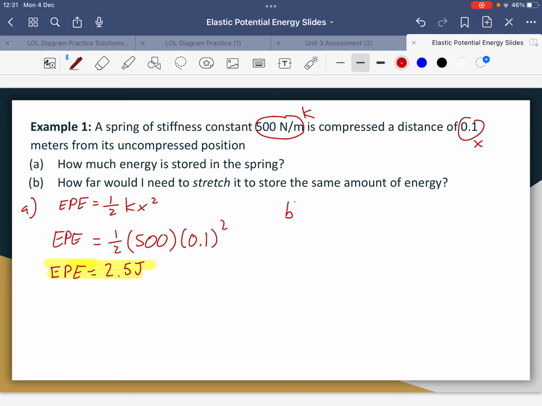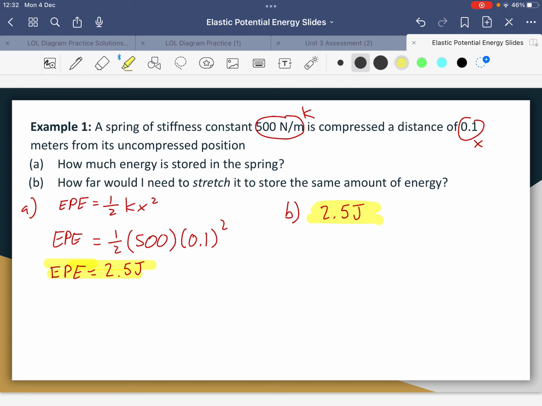And for question B, how far would I need to stretch it to store the same amount of energy? In this case, it's telling us that the spring was compressed. But remember that the x could be either the stretch distance or the compression distance. So in this first example, it was compressed, but if we stretch it the same distance, if we stretch it 0.1, x would still be 0.1. So the answer would be the same. It would be 2.5 joules.